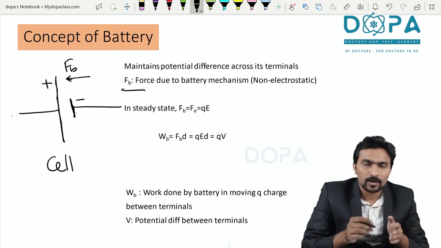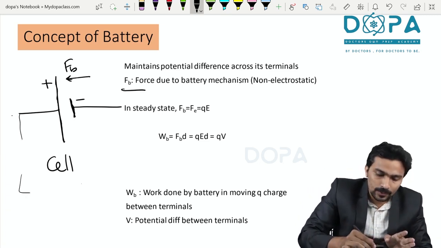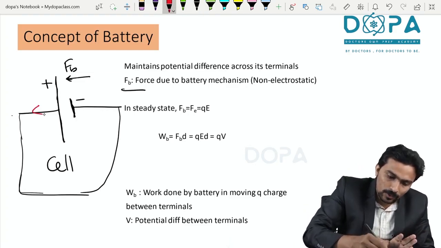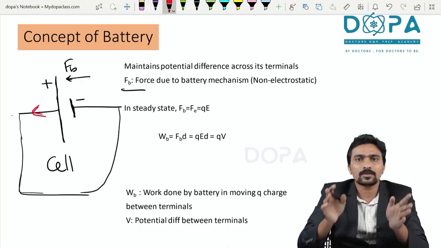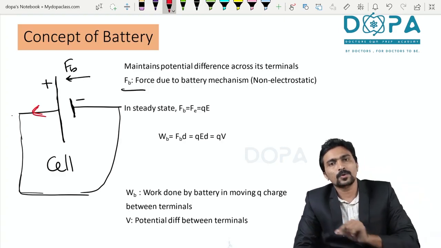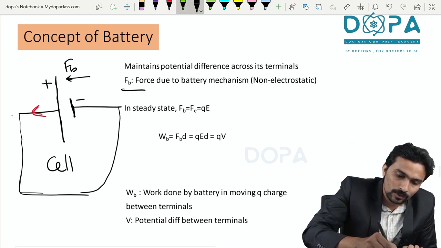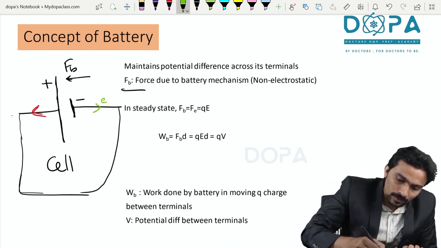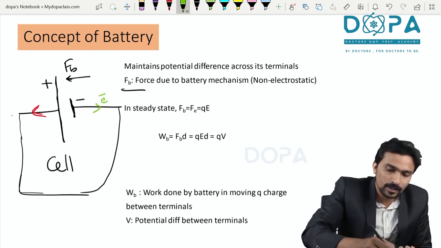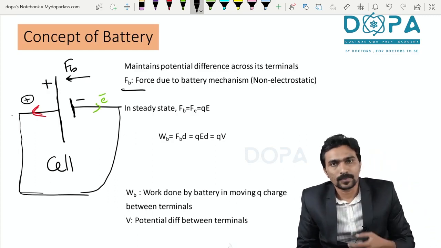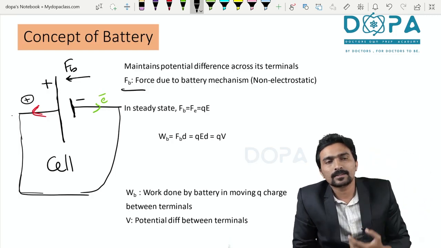Okay, and you know when you connect this in a circuit, the direction of current is going to be like this. We have defined the direction of current from the positive terminal to the negative terminal, and the flow of electrons is in the opposite direction. So that we already know, we have already discussed that.